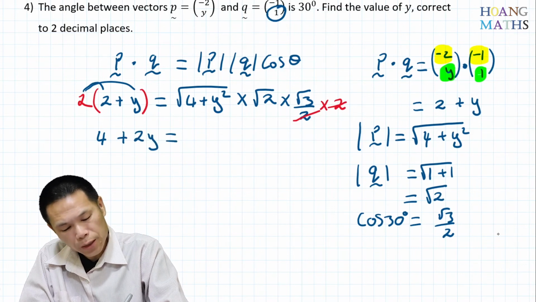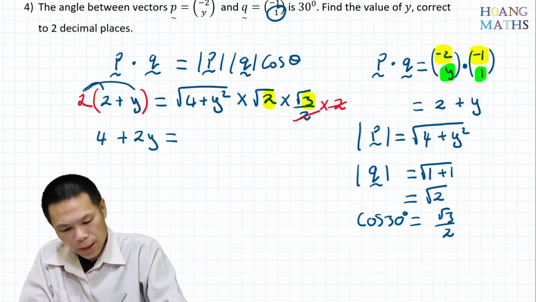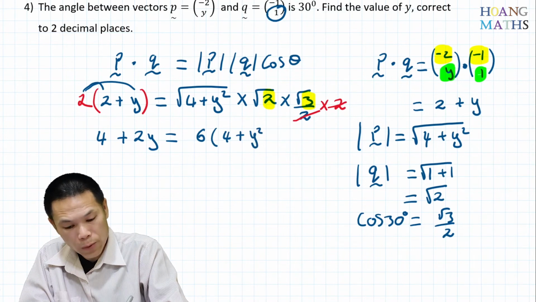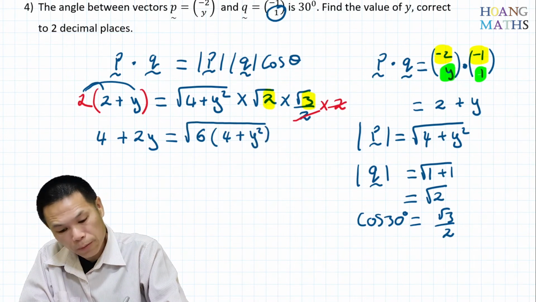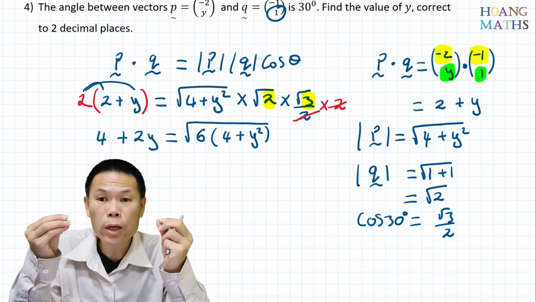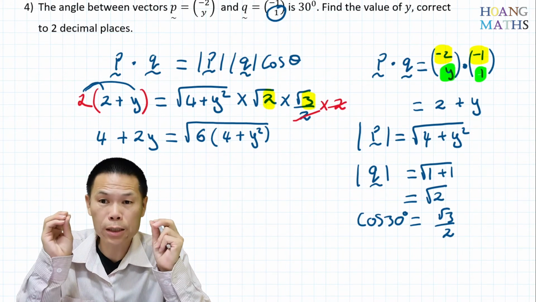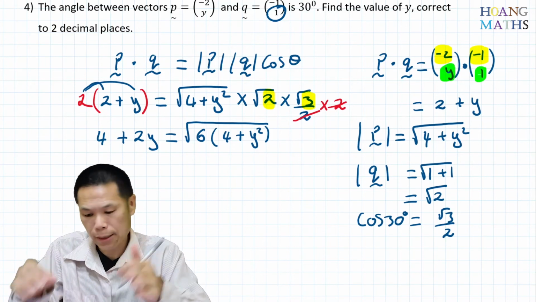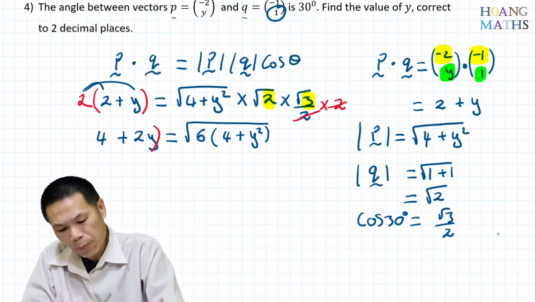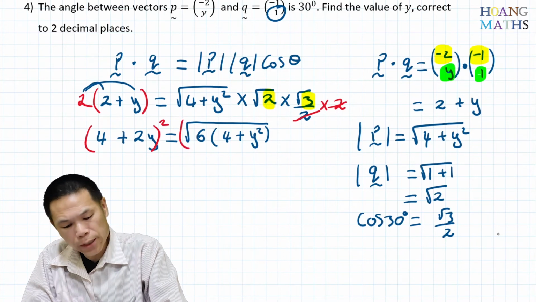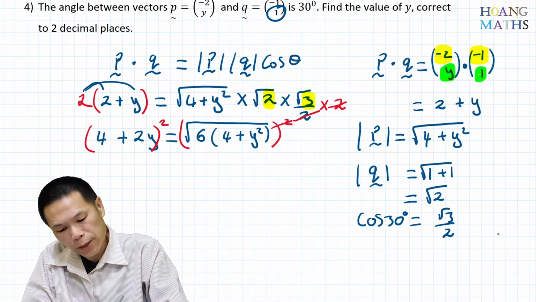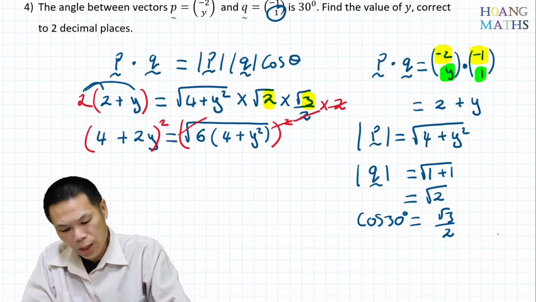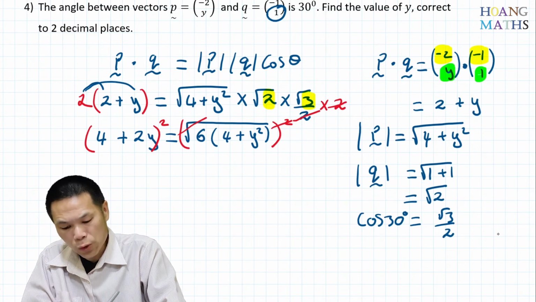And then 2 times 3 is 6. So we have 6 bracket 4 plus y squared and square root of that. So now what I do is I just want to get rid of the surds or the square root on the right hand side by squaring both sides. So if I square this and I square this, so this will cancel with this, okay? The square root.